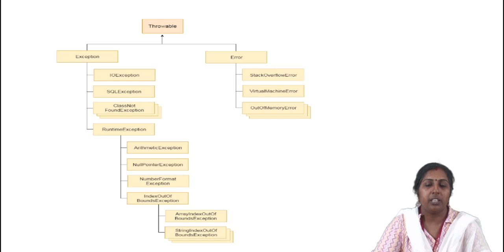In Exception, we can consider IOException, SQLException, ClassNotFoundException, and RuntimeException. The most important one is RuntimeException, which includes ArithmeticException, NullPointerException, NumberFormatException, and IndexOutOfBoundsException. IndexOutOfBoundsException can be considered as two: ArrayIndexOutOfBoundsException and StringIndexOutOfBoundsException. And in the second class, Error, we can consider StackOverflowError, VirtualMachineError, and OutOfMemoryError. The most important one is RuntimeException, which can happen at any time during the execution of the program.